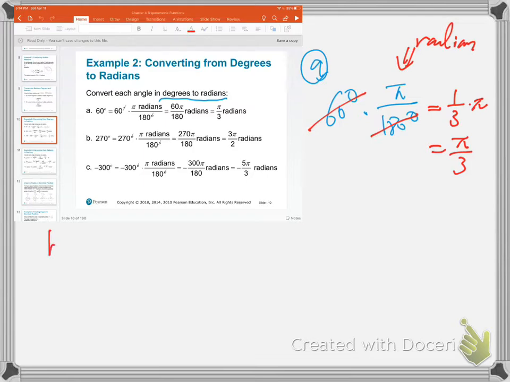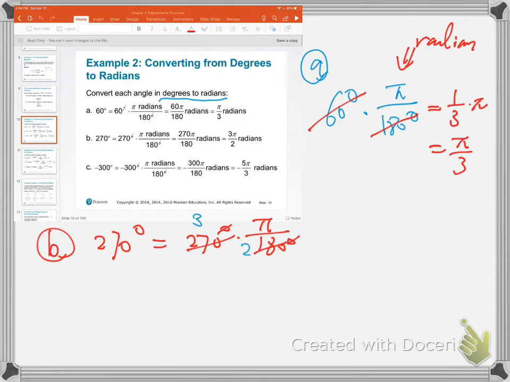So the second example, 270 degrees. So 270, we want radian, so radian on top, degree on bottom. Right, so now cancel the degree, reduce, both divided by 90. So this is 3, this is 2. So now we got 3 pi over 2. Okay, divided by 90.